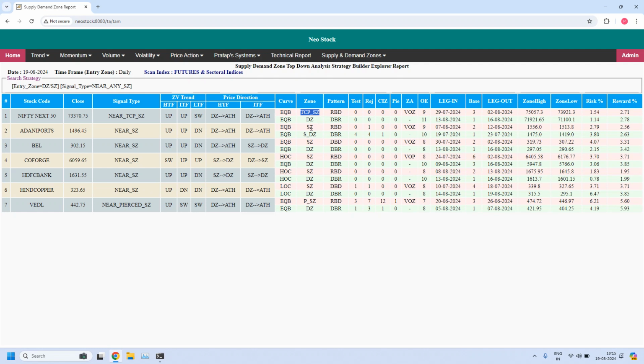Okay, the next high liquidity zone, that's it. We have only one high liquidity supply zone from this list from daily time frame, that is the Nifty Next 50. Remember, it is a fresh zone. You need to look for a fresh fine-tuned 5-minute zone, otherwise the zone might be violated.